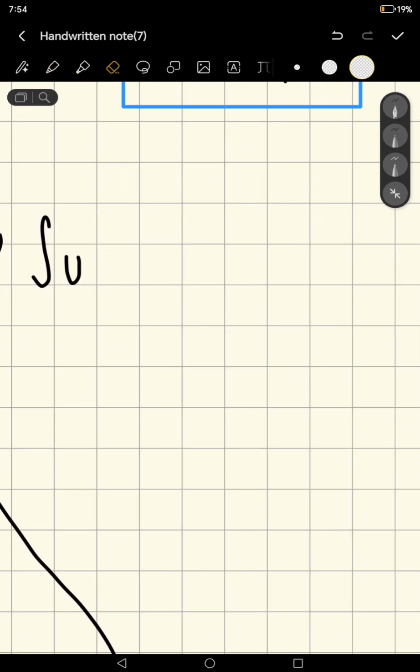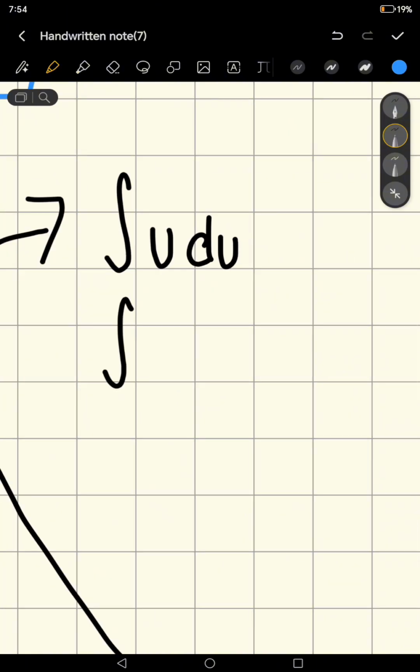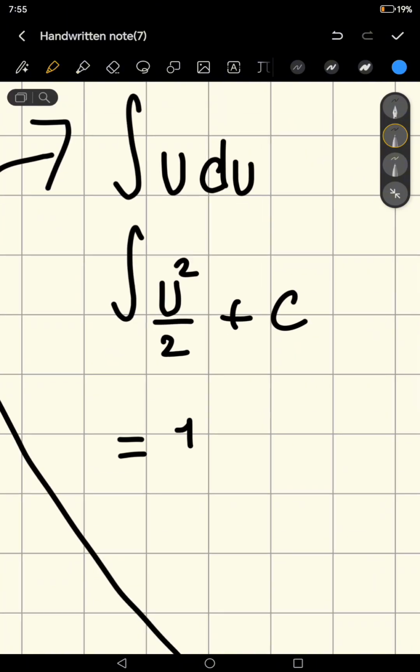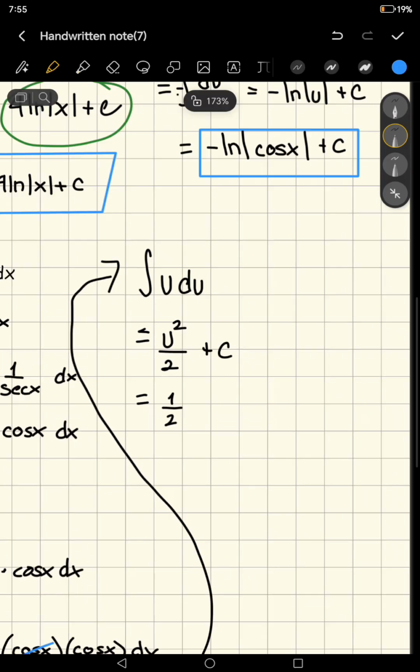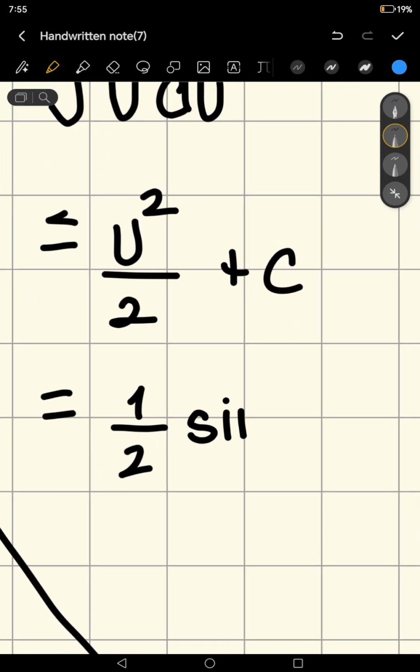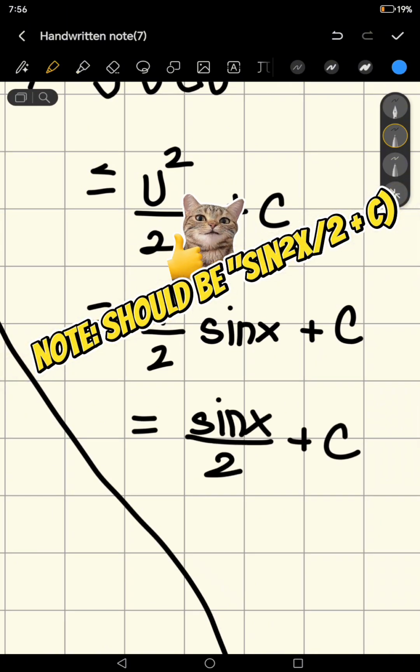Then power rule. This will become u squared over 2 plus the constant c. Then ibalik natin ang value ng ating u, which is sine x. So this will become 1/2 of sine squared x plus c. So the final answer is 1/2 of sine squared x plus c.